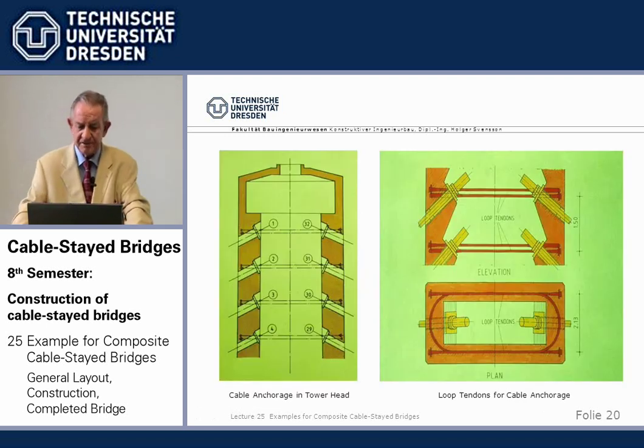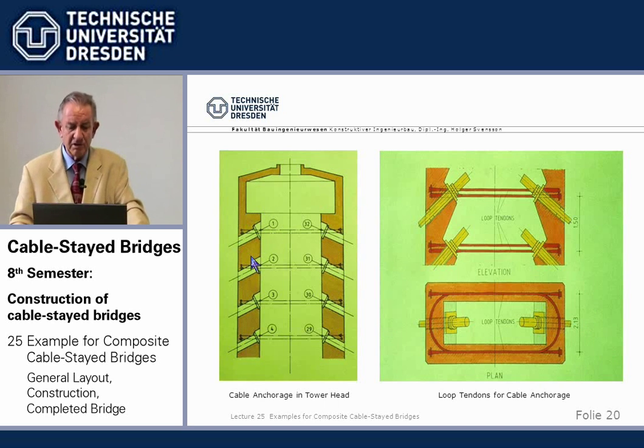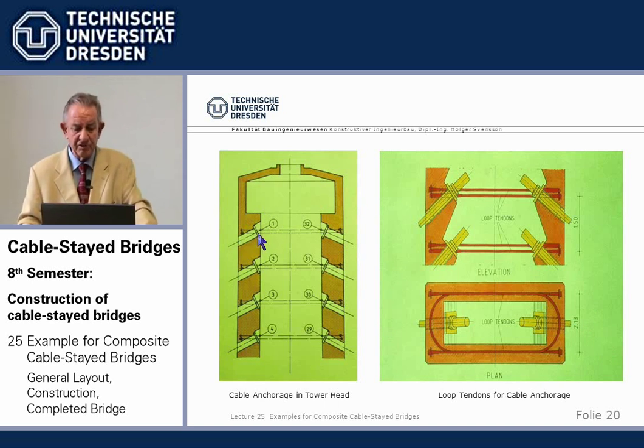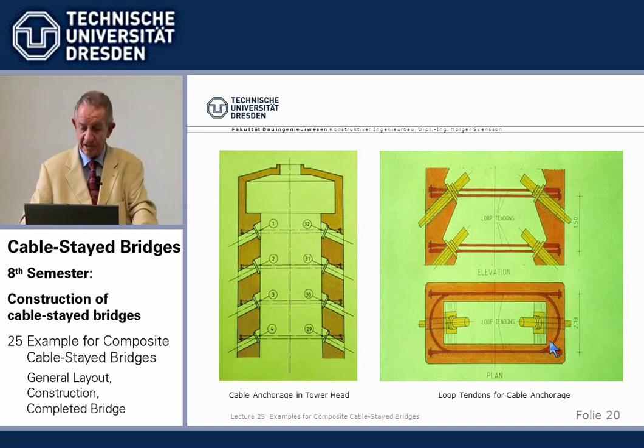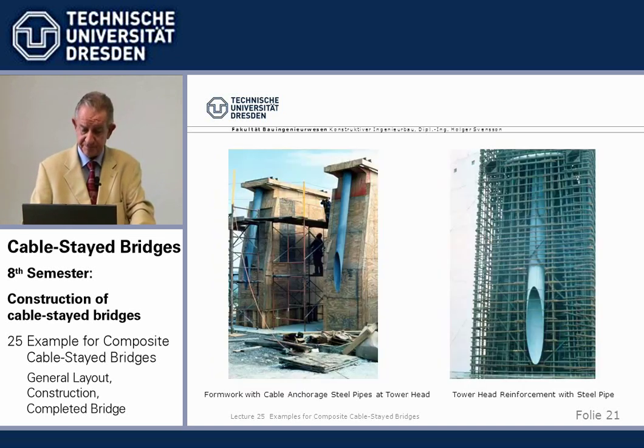Now, the tower heads. Again, you know that we, in concrete, cast in a steel pipe on which then the anchor head rests. And as already explained at the Helgeland Bridge, to take the horizontal components, we use loop tendons this way and that way to tie together the two stay cables. I've explained that to you at the Helgeland Bridge already. It worked there, so why not use a good thing again?